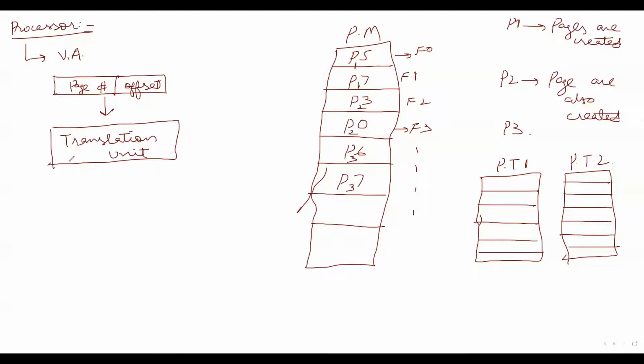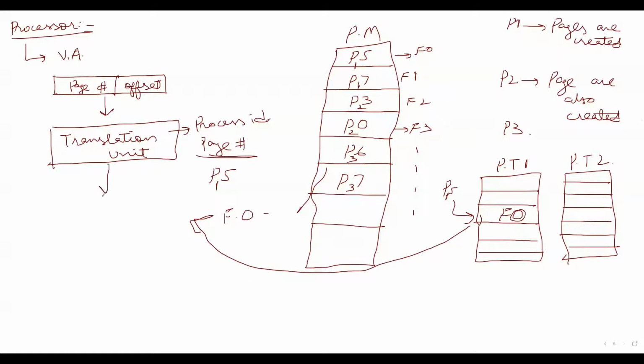What this translation unit is going to do is see the process ID and the page number. Then it will access the page table of this process ID. Let's suppose it is process 1, so it will access this page table. Let's say the page number is P5 of 1, so it will go here, page 5 of 1. Here we will have stored the frame number in which it is stored, so this will give us the frame number.